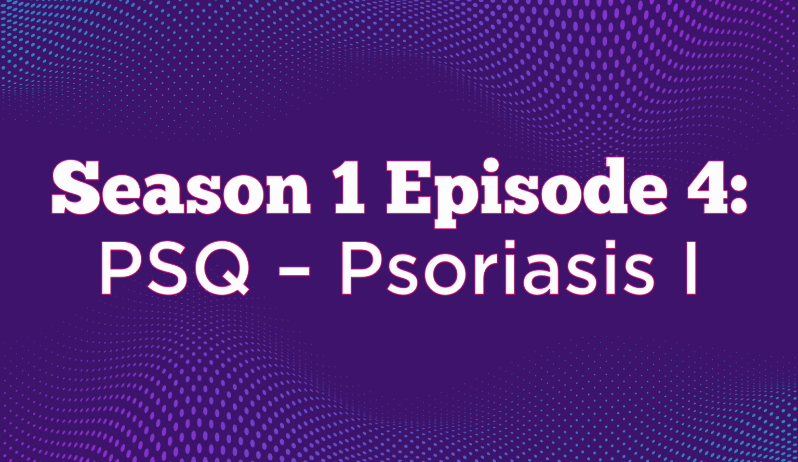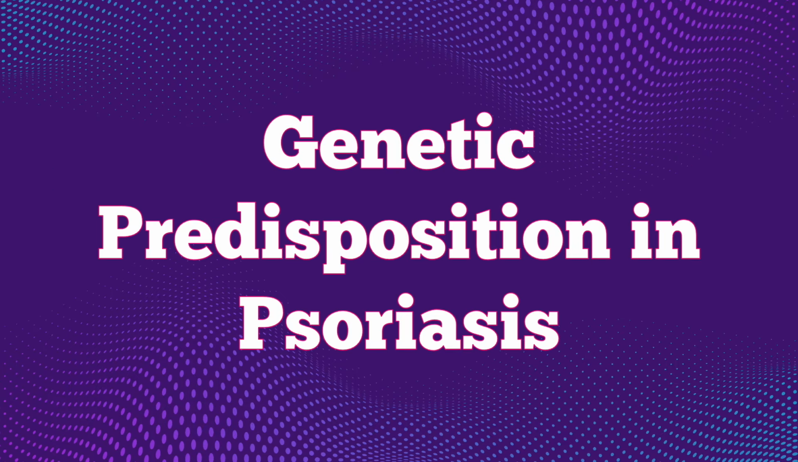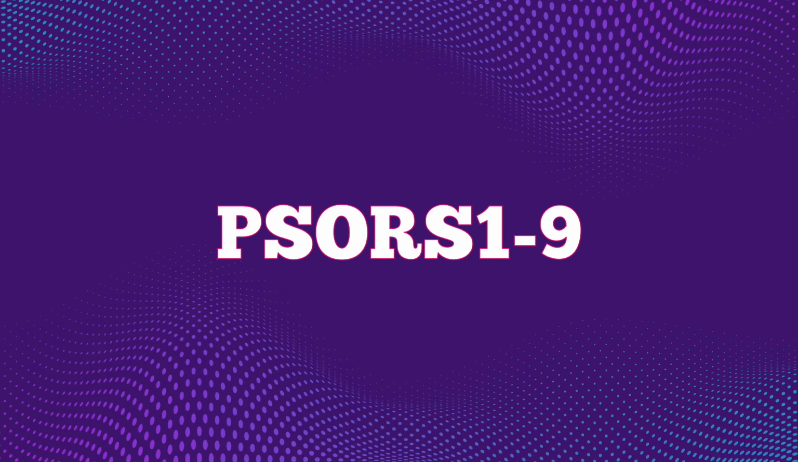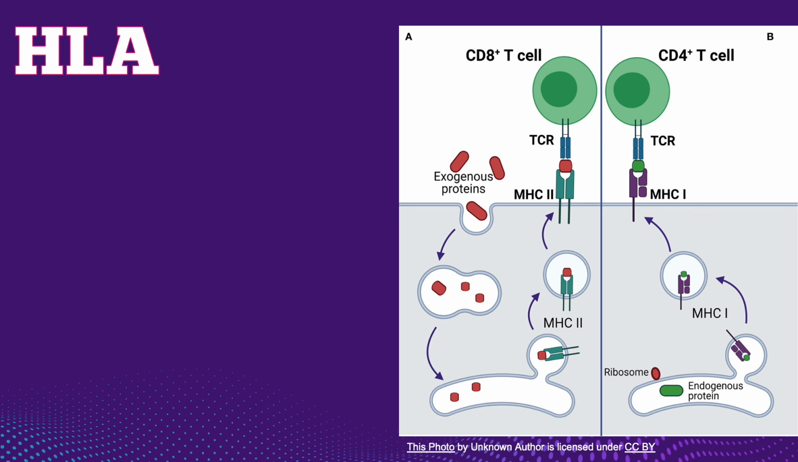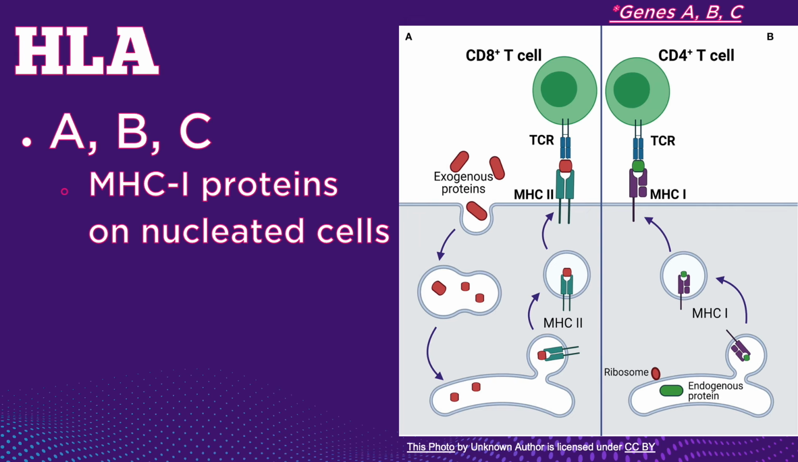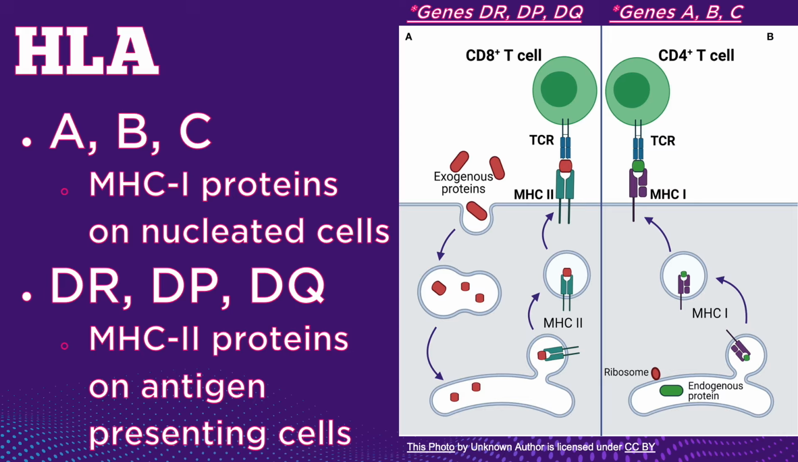Since we believe psoriasis is caused by environmental triggers in genetically predisposed people, let's quickly talk about the genes involved. There are psoriasis susceptibility genes known as PSORS1 through 9, with PSORS1 being the most important. There are also multiple HLA associations. Remember that HLAs A, B, and C are the genes that make MHC class I on nucleated cells, while HLA DR, DP, and DQ encode for MHC class II proteins on antigen-presenting cells.